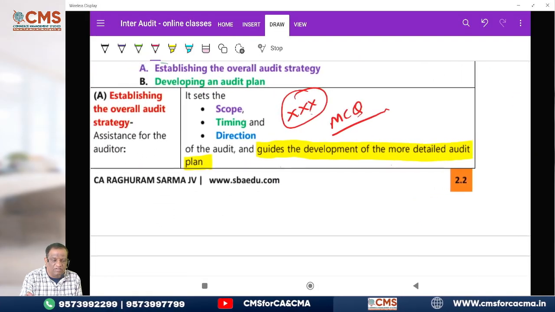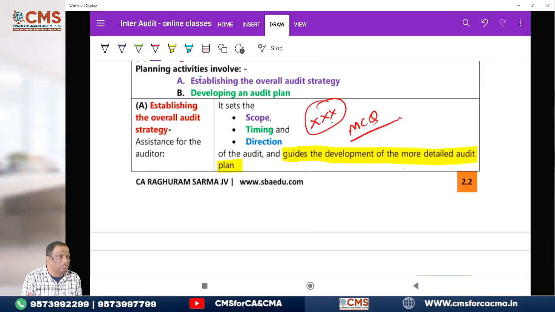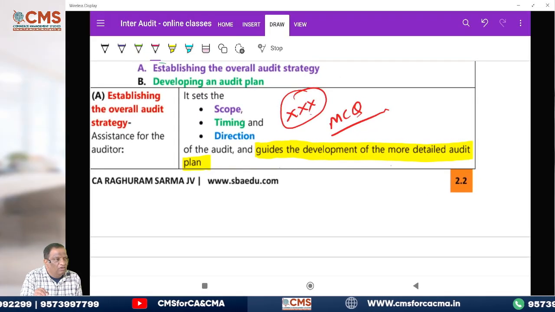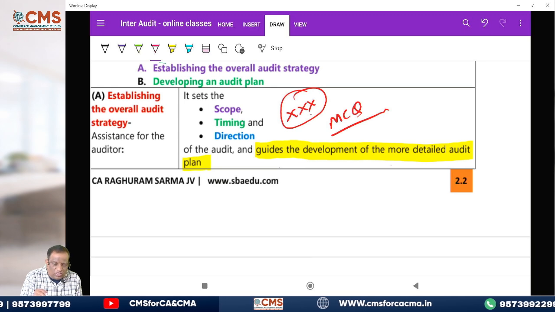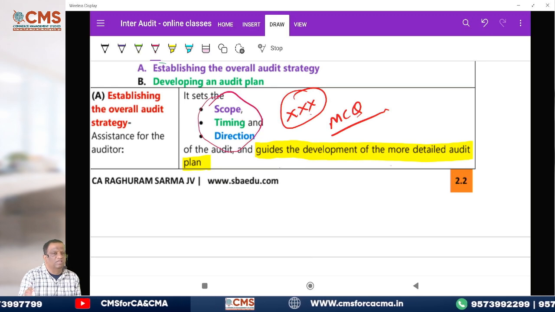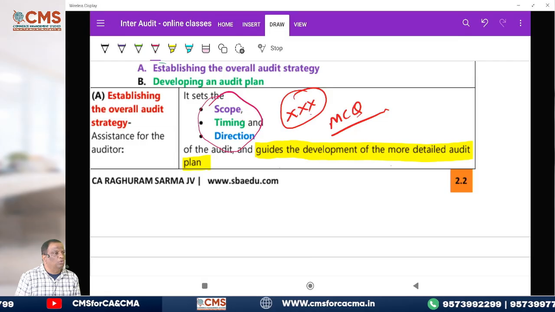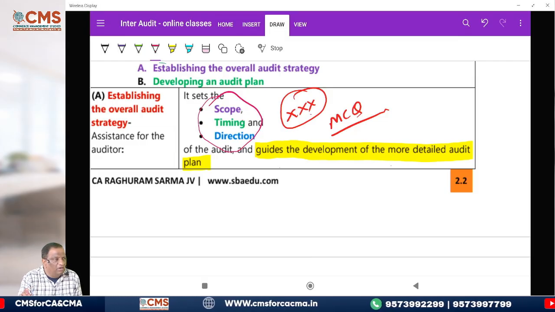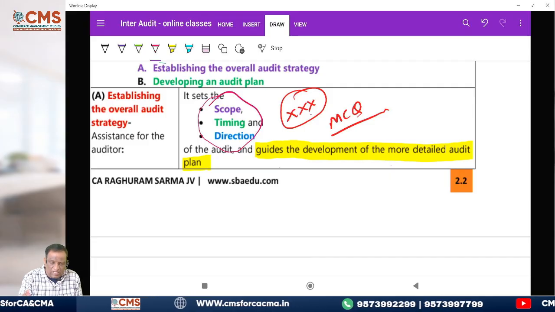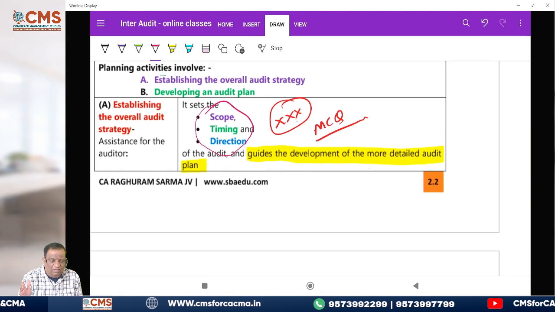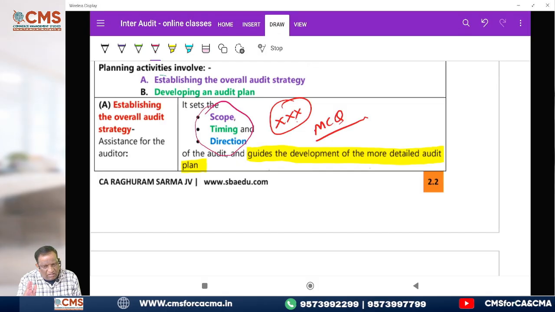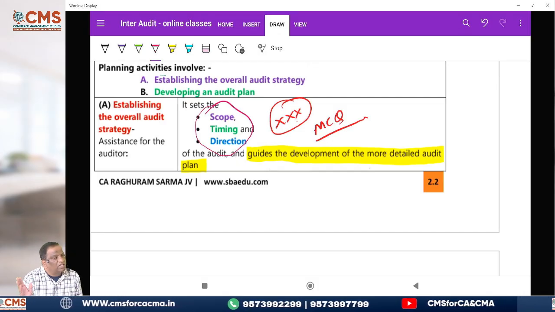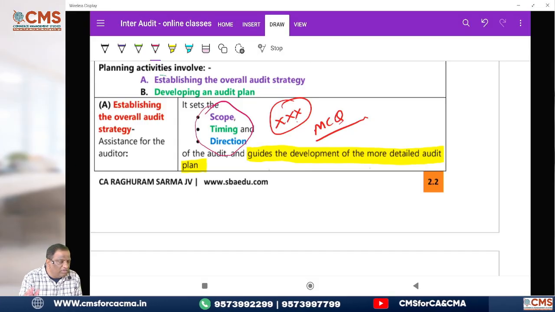So in the planning activities, first is your strategy. And as an MCQ, just to go a little slow here, what do you mean by strategy? These words are important, because in the question you will see what decides the scope, timing, and direction. The scope, timing, and direction are decided by the strategy. Now tell me whether strategy will drive you to the plan, or plan will drive you to the strategy. Strategy will guide you to the plan.